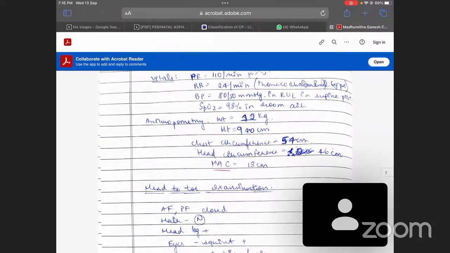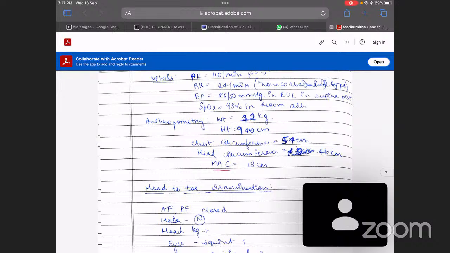Anthropometry: the weight is 12 kg and height is 94. Significant in anthropometry is the head circumference, that is 46 centimeters, and mid-arm circumference, that is 13 centimeters. So in SAM classification according to WHO, 13 will be mild malnutrition, and head circumference of 46 suggests microcephaly. For this age, 4 years, 46 centimeters is less, right? Less. So microcephaly, one of the important components for diagnosing CP.